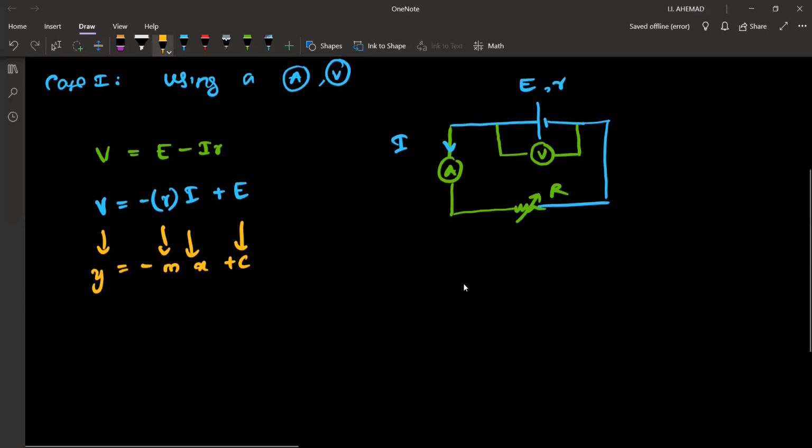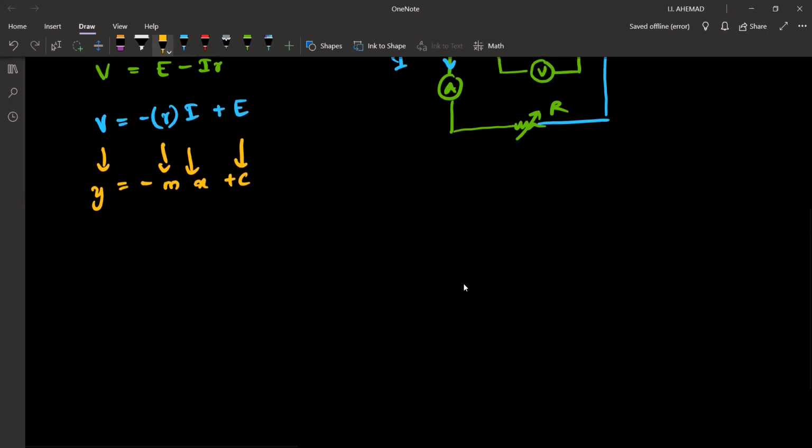So what we can do is we can change the value of R and change the current. When current changes, your potential difference is going to change. So we can note down I and V and plot a graph. If we plot a graph, we can expect a negative gradient graph with an intercept.